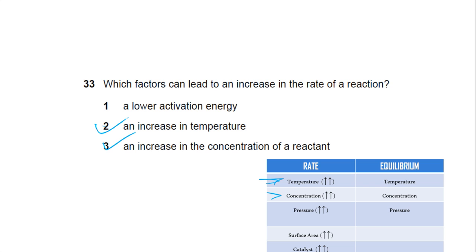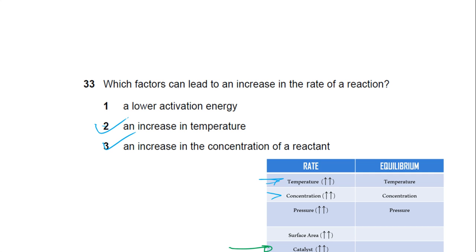Well, here's the thing. If you look at the table, we don't explicitly say anywhere that a lower activation energy will increase the rate. But what do you see? You see catalyst, right? Catalyst is one reason for the rate to increase. If you add in a catalyst, the rate increases.